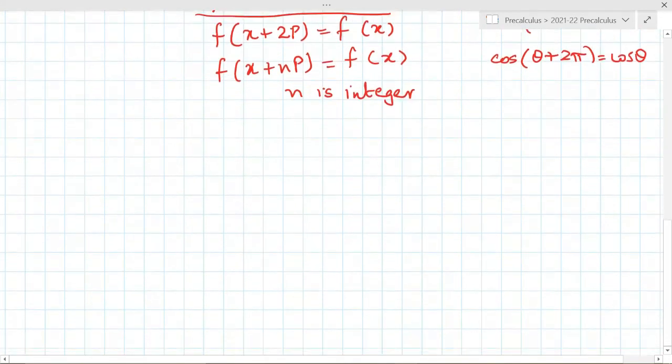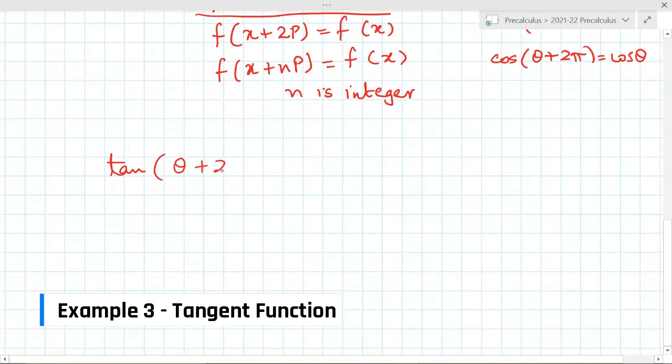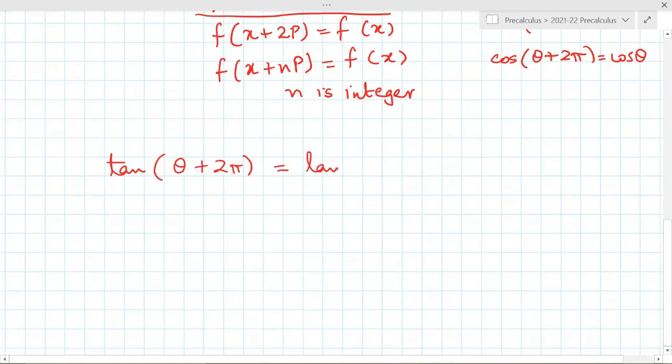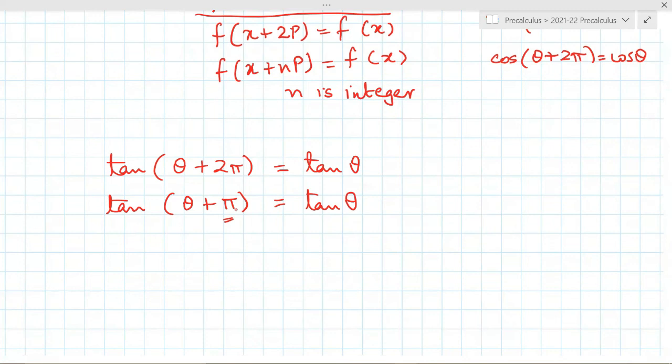What about tan theta plus 2 pi? Still working. And what about tan of theta plus pi? Its period is pi, right? But if I do pi over 2, then it can change. It cannot work with less than the smallest period or something other than a whole positive or negative multiple of the period.